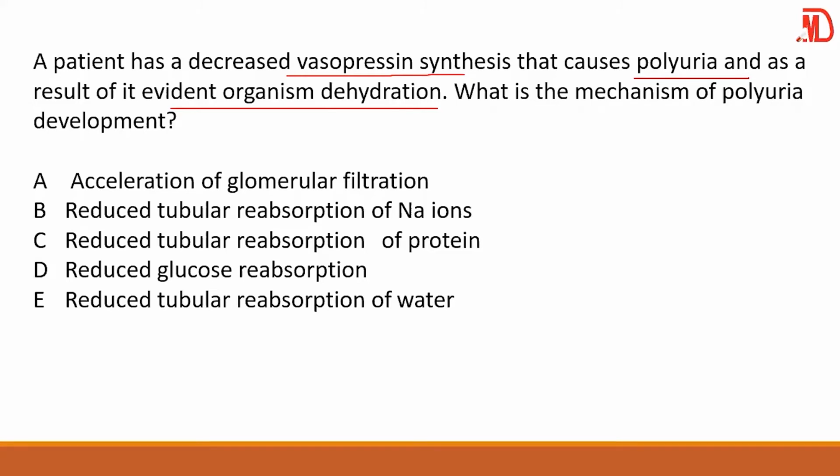So what is the mechanism of polyuria development? I said vasopressin means what? It must prevent water from escaping. But over here, water is escaping. That means that there is what? A reduced tubular reabsorption of water. So the water is not able to be reabsorbed, so it gets excreted out of the body. So your answer is what? It is E.